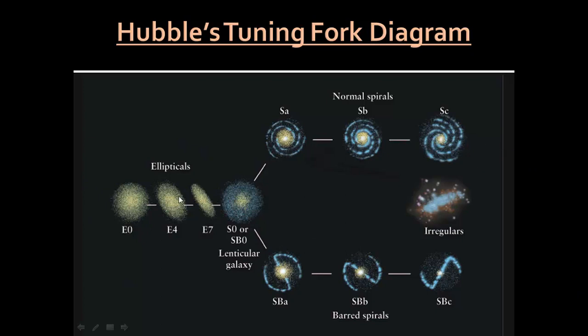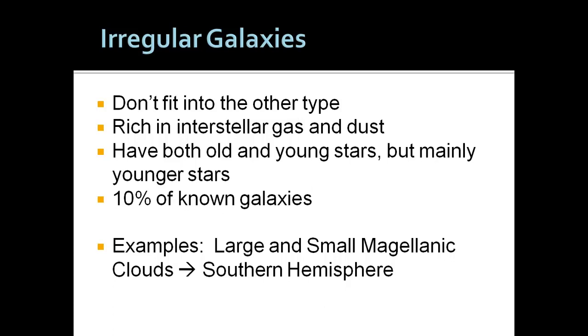Now, the galaxies that don't fit these classifications are these irregular galaxies, indicated here on the far right of the image. These are the galaxies that don't fit into the scheme of spirals, barred spirals, or ellipticals. In general, irregular galaxies tend to be rich in interstellar gas and dust, and they have both young and old types of stars. So Hubble defined two types of irregular galaxies. Okay? He defined irregular type 1 and irregular type 2.